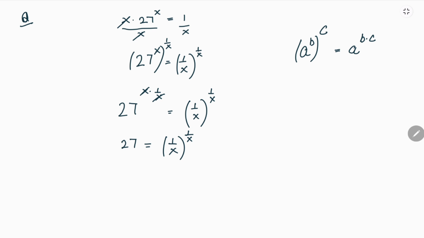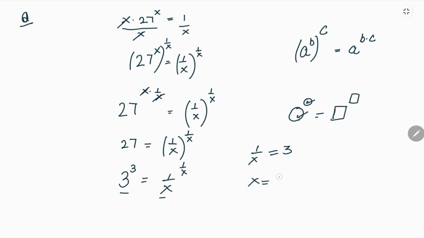Now if you see the pattern on the right hand side, it is something raised to power something, and both are the same. So on the left hand side as well, if I get something raised to power something, the same thing in the base and the exponent, what will I do? I will just compare these, okay? And I know that 27 is 3 raised to power 3, right? And on the right hand side we have 1 by x raised to power 1 by x. Now if you see these things, you can easily compare that 1 by x is equal to 3, and this means x is equal to 1 by 3, which is our answer, right?